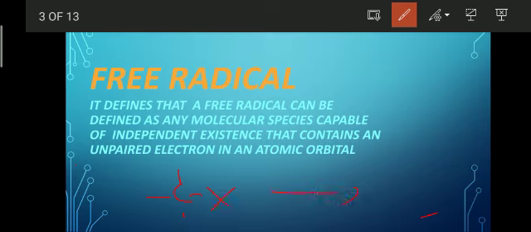In the presence of thermal homolysis or UV, it forms a carbon free radical plus a halogen free radical. So it forms carbon and halogen free radicals.